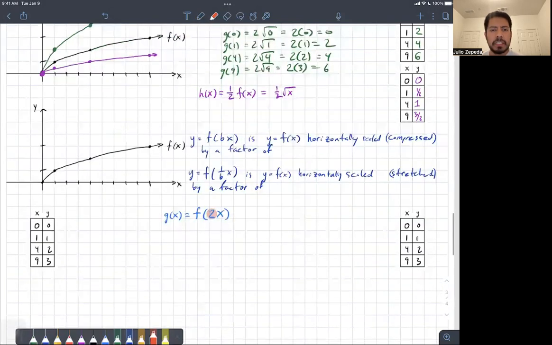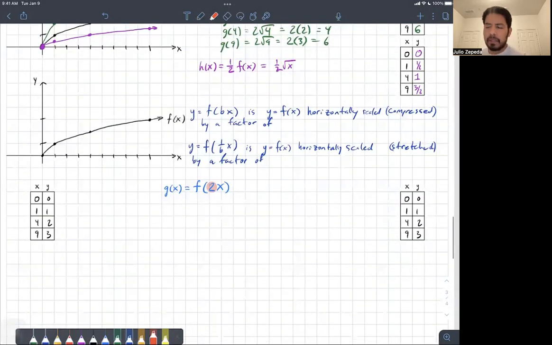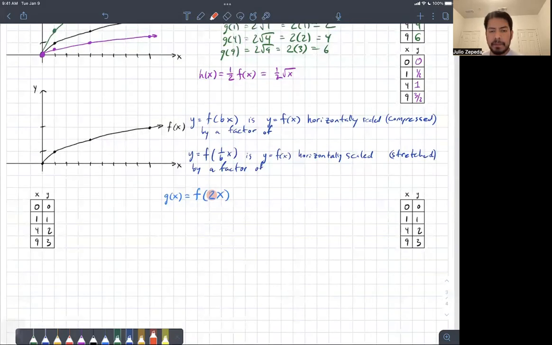So we said before that this is probably going to have some sort of effect on the x values. And so let's write out the function. f of x was the square root of x, so now it's f of 2x, so it's the square root of 2x. And so I'll write the function g of x is just the square root of twice the x value. Now, how is this going to affect the x value? Well, say that we want the same output values, 0, 1, 2, and 3.